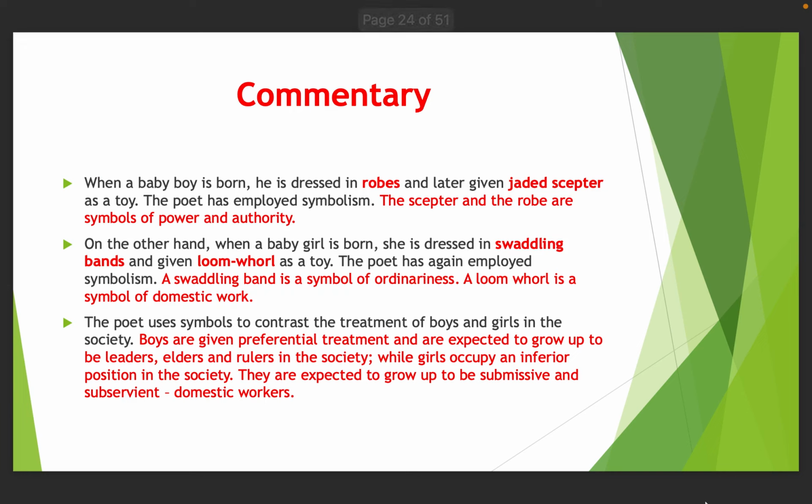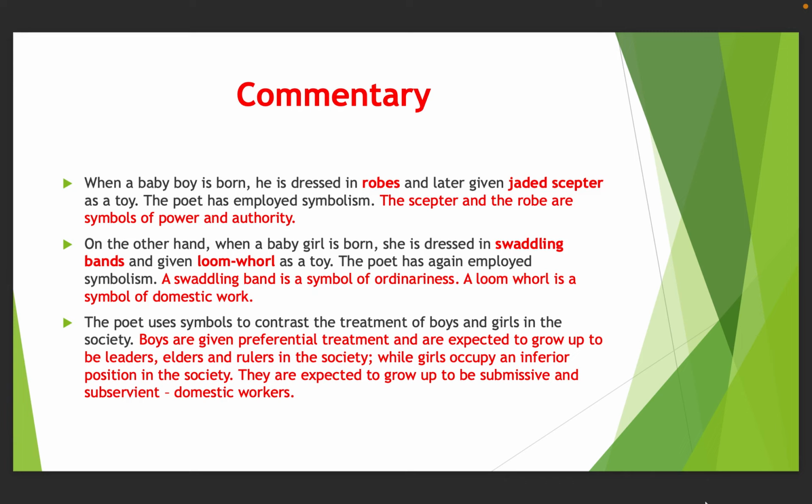Commentary. When a baby boy is born, he is dressed in robes and later given a jade scepter as a toy. The poet has employed symbolism. The scepter and the robe are symbols of power and authority. On the other hand, when a baby girl is born, she is dressed in swaddling bands and given a loom whorl as a toy. The poet has again employed symbolism.